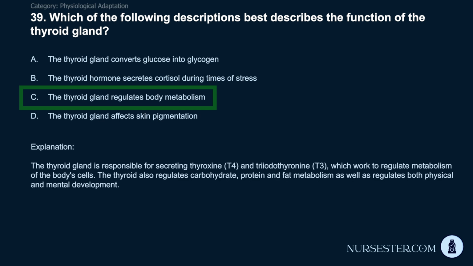The thyroid gland is responsible for secreting thyroxine, T4, and triiodothyronine, T3, which work to regulate metabolism of the body's cells. The thyroid also regulates carbohydrate, protein, and fat metabolism, as well as regulates both physical and mental development.